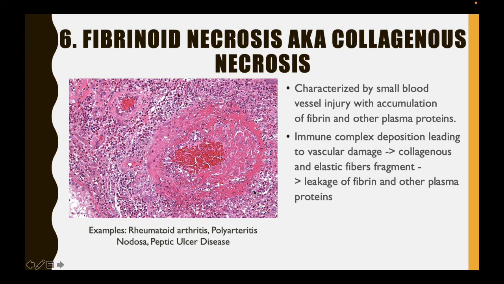The pathophysiology associated with this is that we have deposition of immune complexes leading to the vessel damage as a result of, let's say, type 3 hypersensitivity reaction, which eventually causes the fragmentation of your collagenous and elastic fibers within the blood vessel, typically leading to leakage of fibrin and other plasma proteins. So, examples of this would be rheumatoid arthritis, polyarteritis nodosa, peptic ulcer disease. So, you can see these thick walls are kind of created with fibrin and other debris.